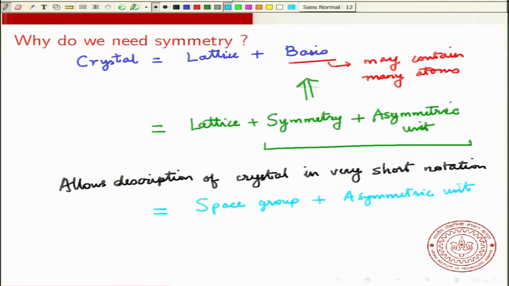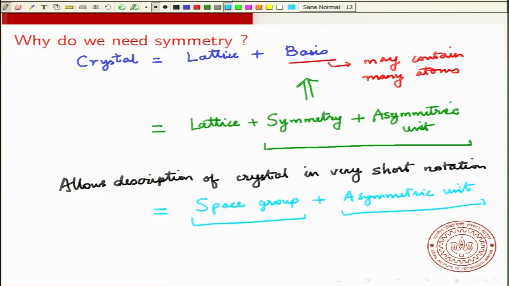One advantage of symmetry is that you have a very nice notation for these space groups, and you have to actually say what the asymmetric unit is. If you specify this asymmetric unit, that is the smallest repeating unit, then you can really specify the crystal structure. So, you need the asymmetric unit and the space group.